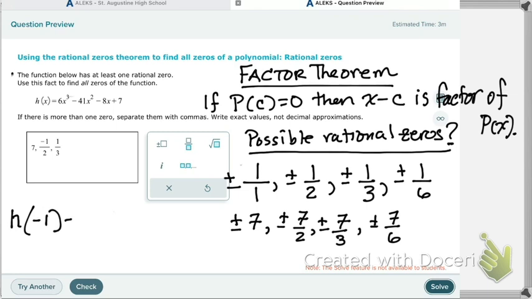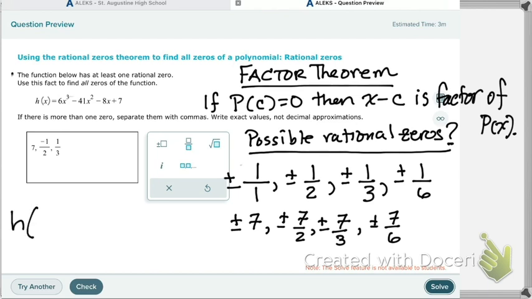And let's go H of negative 1. All right, so I'm plugging in a negative 1 up there. That's negative 6 minus 41 plus 8 plus 7. Well, that doesn't equal 0. I don't have to do the actual calculation. I can just look at it and see I've got positive 15 and a whole bunch more negative. It's not going to be 0. All right, so let's try another one. I'm going to stick with the integers first before I get to any fractions, certainly.